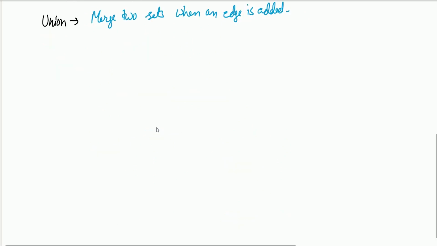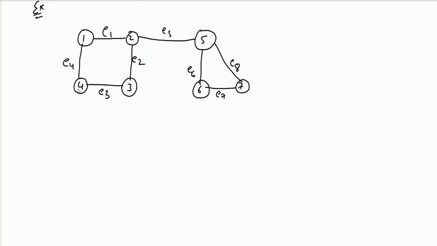Let's take an example to understand this better. Let's take this example in which we have 7 vertices and 8 edges. The vertices are named from 1 to 7 and the edges are named from E1 to E8. So initially we have a universal set. In the universal set, we have all the vertices, and we can take any two vertices from the universal set and merge them and create a set. So now we will add edges one by one.